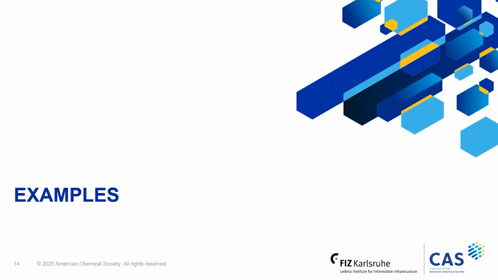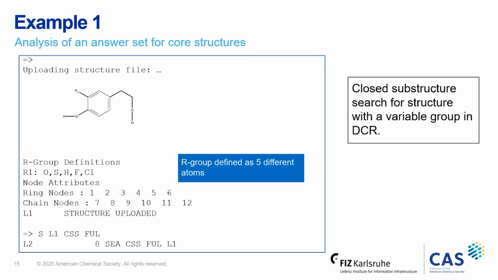Let's go through a couple of examples here of the value of the InChIKey searching capability. All right, so here we are. In this case, we're in the Derwent chemistry resource database, and we're starting with a structure search.